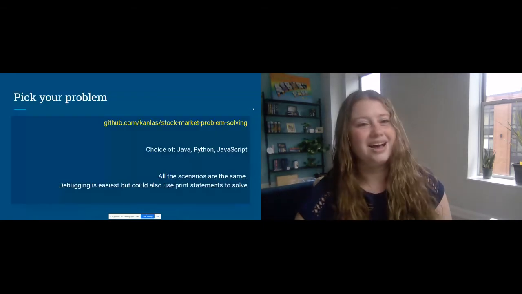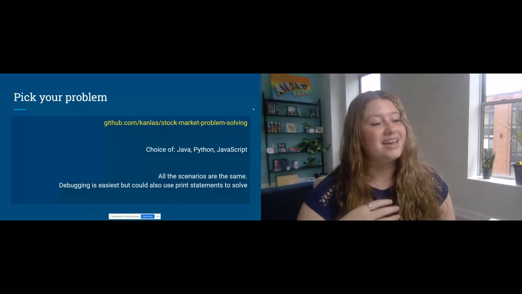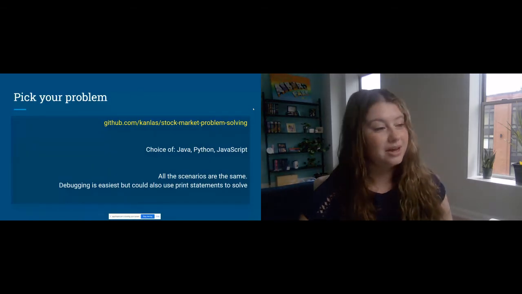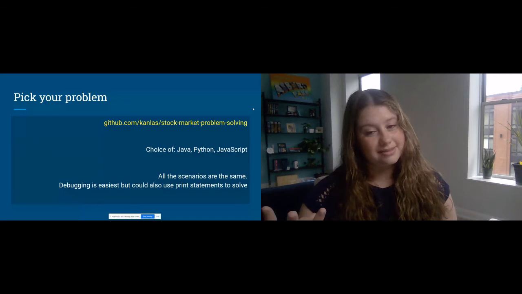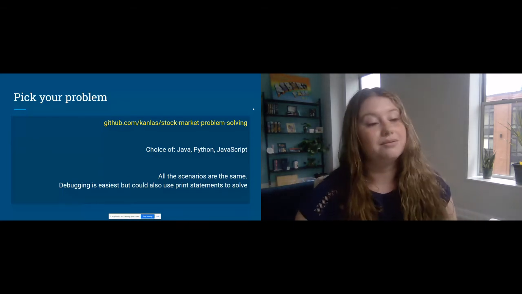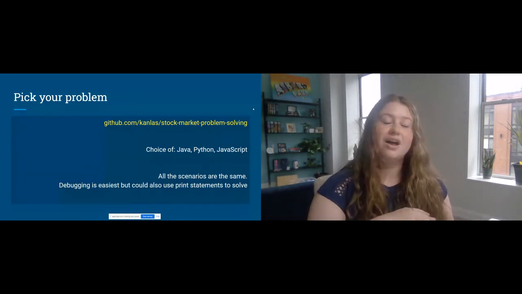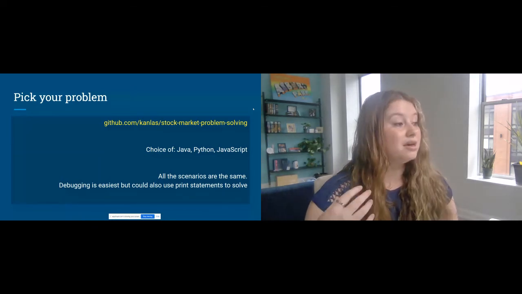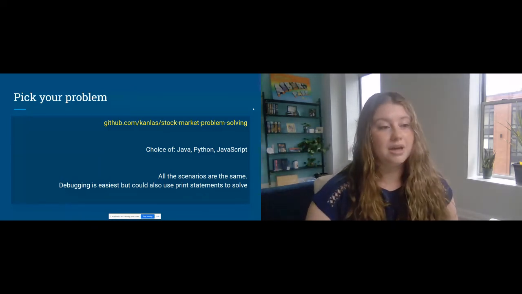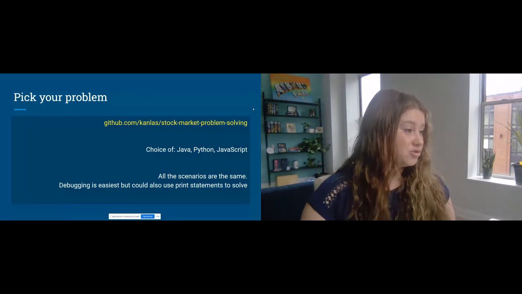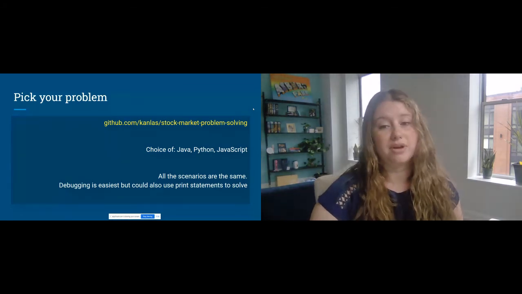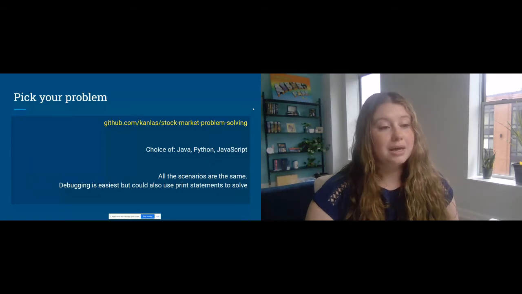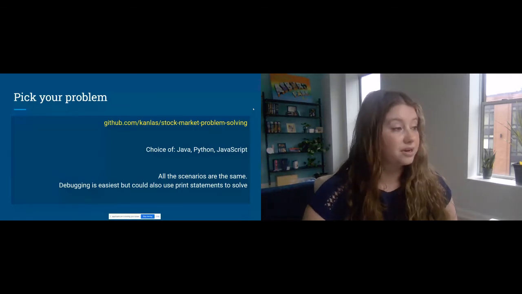Here we go. So this is the same slide from before. If you have not already, please go to the GitHub link shown. You will find there 3 classes. One is Java, one is Python, one is JavaScript. Again, all of them are the same. They're obviously written in different languages, but the problems that you'll solve will be the same. If it matters, I'm going to demonstrate in Java, but you should pick the one that you're the most comfortable in. I do recommend putting it into an IDE, but if you need to, you can use print statements instead.